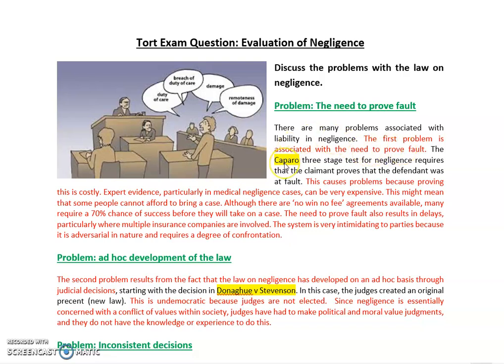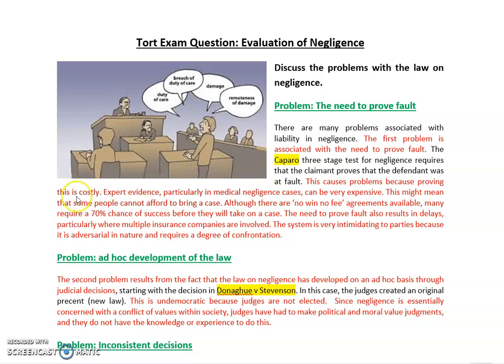And then I've outlined the Caparo three-stage test for negligence requires that the claimant proves that the defendant was actually at fault. And the reason that that's problematic is because proving fault is going to be costly to the claimant, particularly if they need expert evidence in medical negligence cases. That can be very expensive indeed.